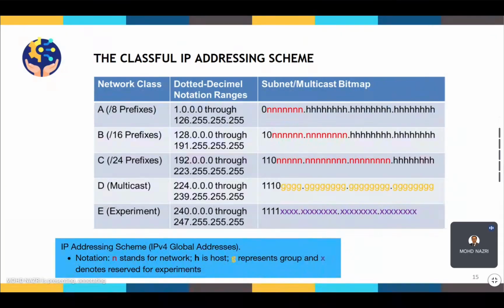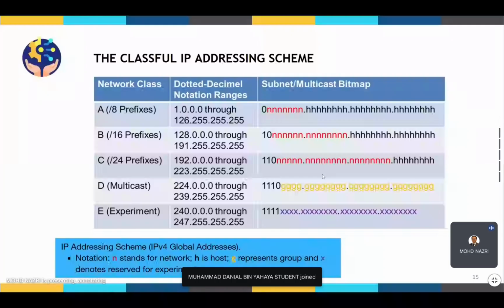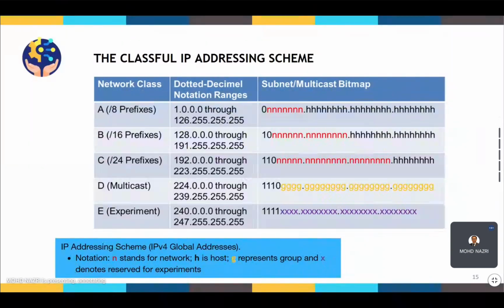For class D, sometimes we call it multicast. It starts from 224.0.0 through 229.255.255.255. Basically, class D is generated or predefined by the system. For example, multicast is used for things like TikTok Live, Google Meet, Zoom. So the system will generate the class D IP addresses.